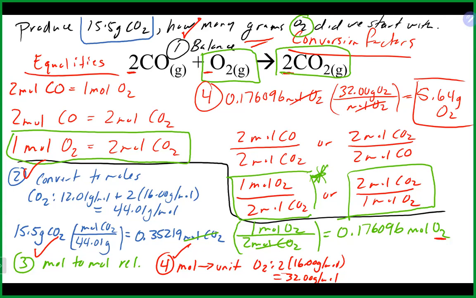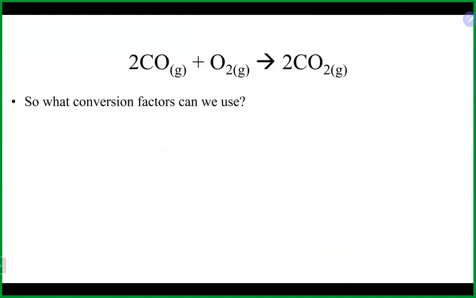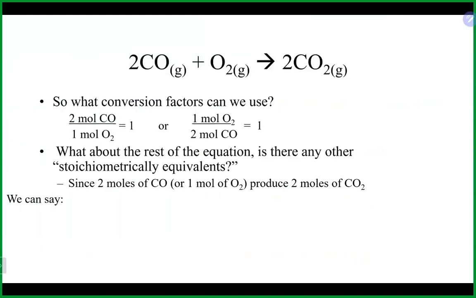So this again is a basic stoichiometry problem. What that number means is if you produced 15.5 grams of CO2, you would have had to put in 5.64 grams of O2 to get that 15.5 grams out of that equation. So that's what that number represents. Any questions on that? Okay. All right, so that's what we just talked about. So let's take a look at a couple of examples here.